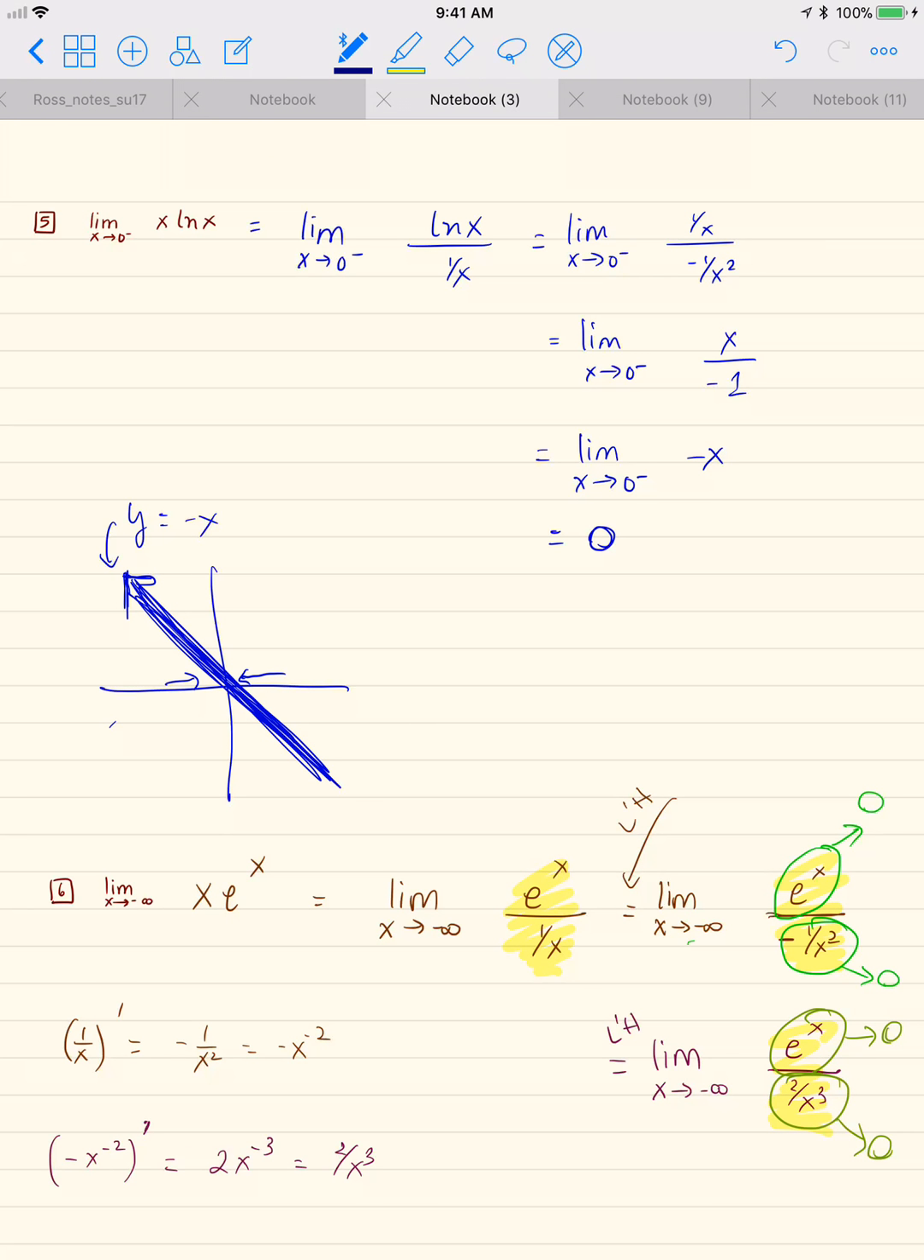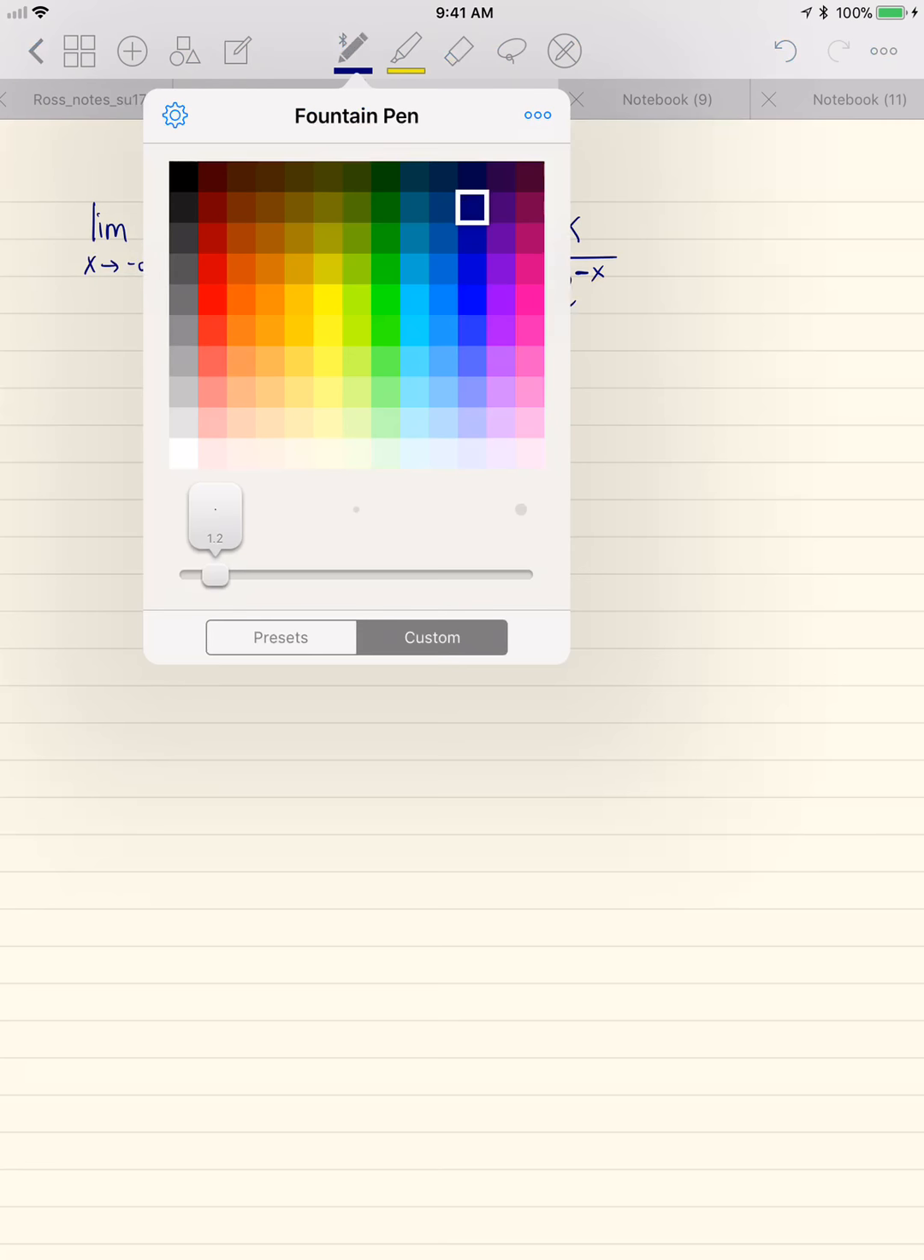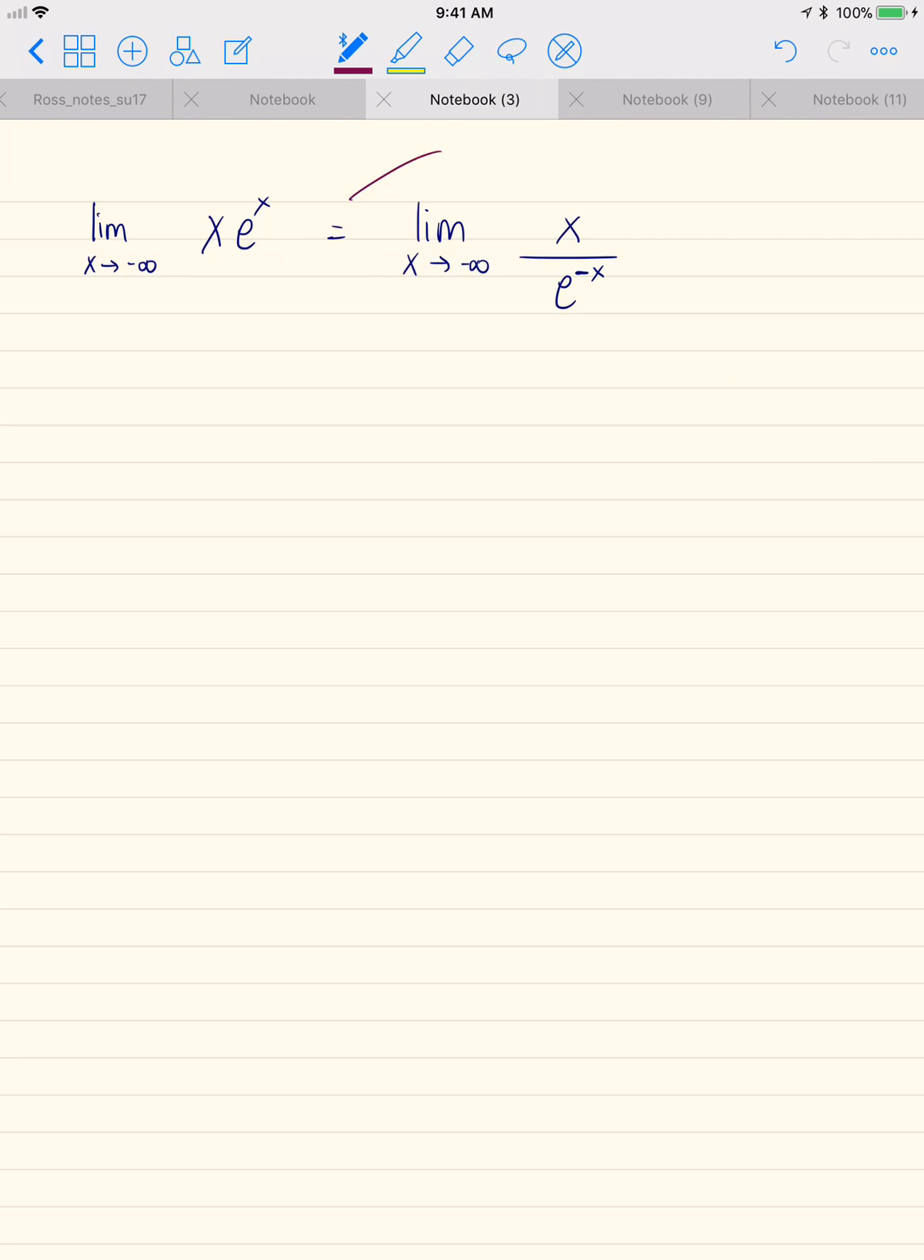Was the limit as x approaches negative infinity, x e to the x. We put the x in the denominator. Now we're going to put the e to the x in the denominator. So this limit, as x approaches negative infinity, x e to the x, is going to be the same thing as the limit as x approaches negative infinity, x, and in the denominator, e to the negative x. Okay, so this is just algebra. This part right here is algebra, because e to the x is the same thing as 1 over e to the x, right? Which is the same thing as 1 over e to the negative x.